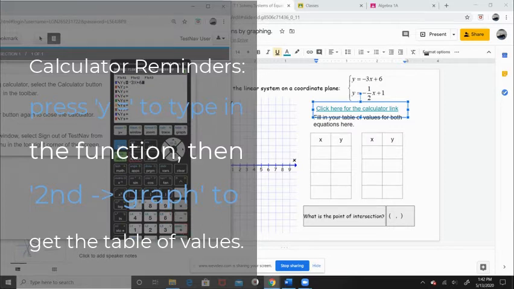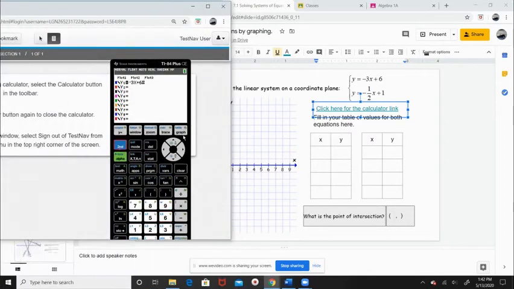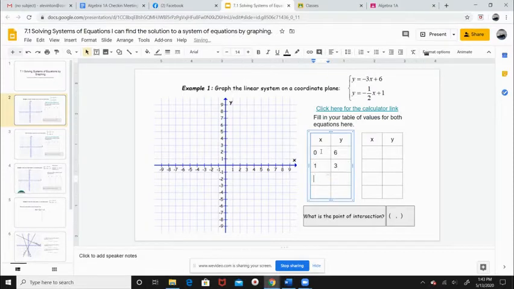At this point, you want to hit second graph in order to get your points. And then you're going to put your points into the table that you have. After you have your points in, you can repeat the same process for the second equation.